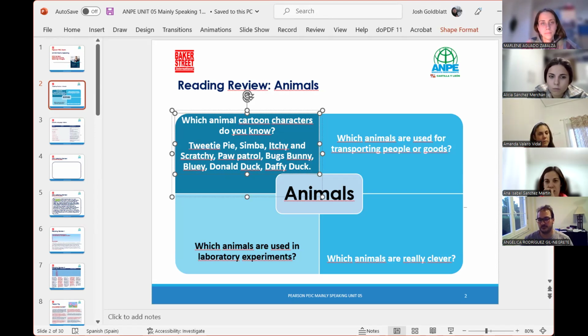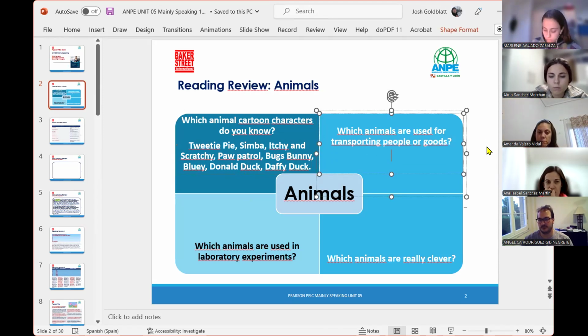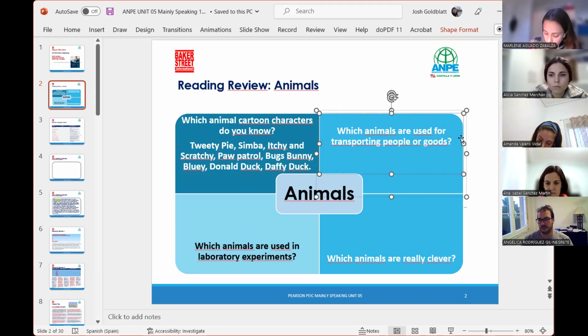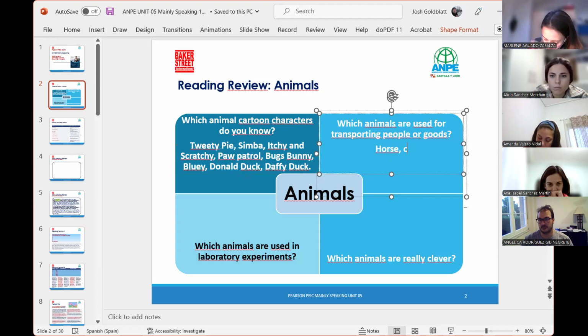Okay. Good. What about animals which are used then for transporting people or goods? Tweety Pie. Okay. Sorry. Should be Tweety. Animals which are used for transporting like horse. Yep. Camel. A dromedary, but hold on, in English, we have a camel or we have a dromedary camel. They're both camels, okay?